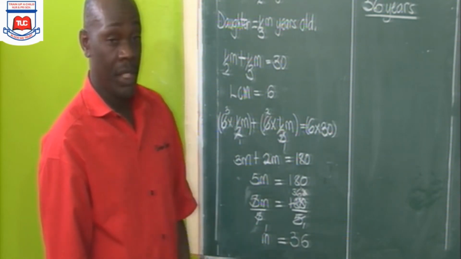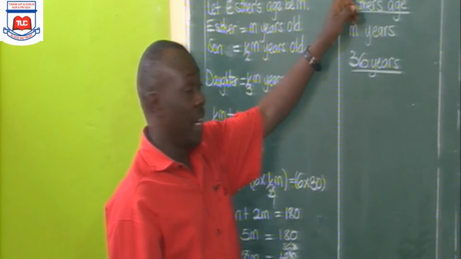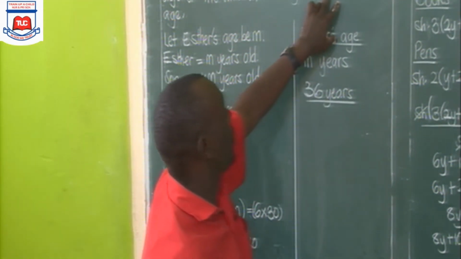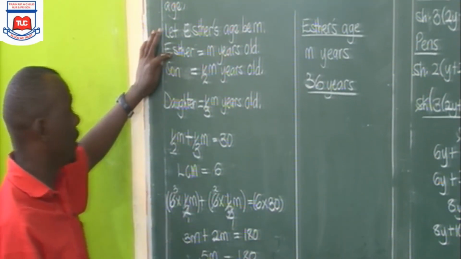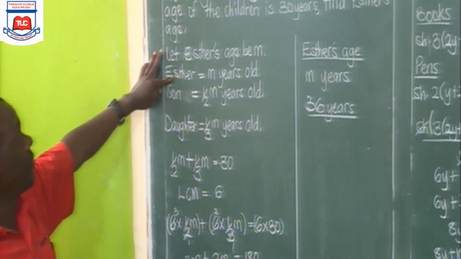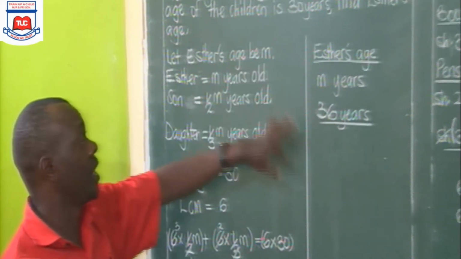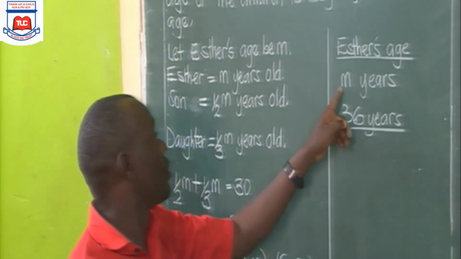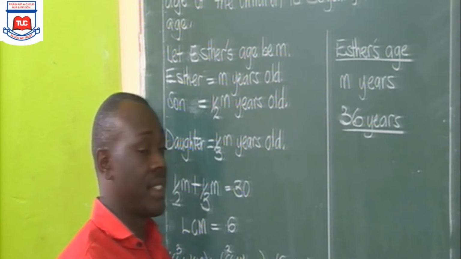Hence M equals 36. Then the main question must be answered through substitution, which reads, find Esther's age. Go back to the formation of Esther in terms of M, and here we are. Esther is M years old. You say Esther's age, in a bid to answer the question, transfer the M here, it's M years, which M is 36.